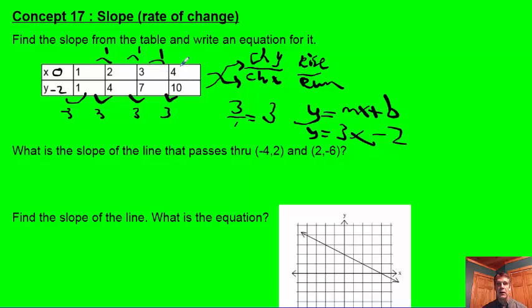If I plug in 4 right here, that's my x. 4 times 3 is 12. 12 minus 2 gives me the 10. Put a 3 in. 3 times 3 is 9. Take away 2. That's 7. You can always check it by plugging them back in. Okay, what's the slope of the line that passes through here? And let me erase a little bit here.